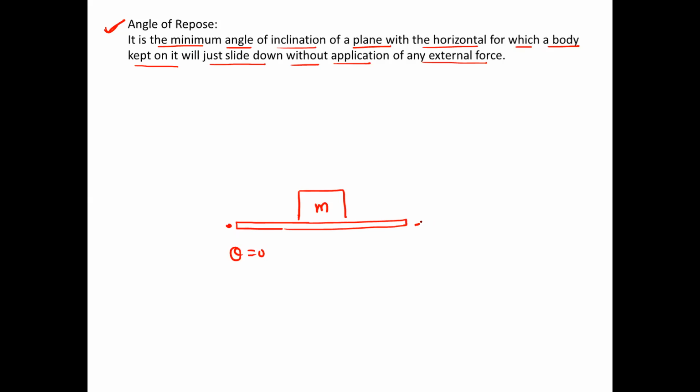Suppose we try to rotate this surface and give some inclination. Let us take that initially we give 10 degrees, then 20 degrees, 30 degrees. At one instant, this object kept on that surface will just start the motion in the downward direction. So it will start slipping in the downward direction. That angle is nothing but the angle of repose. It is represented as alpha. So this is the angle of repose. You can observe here in the animation.